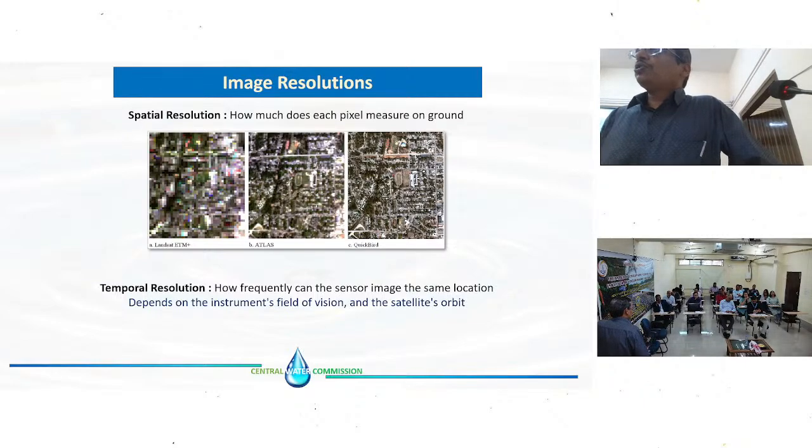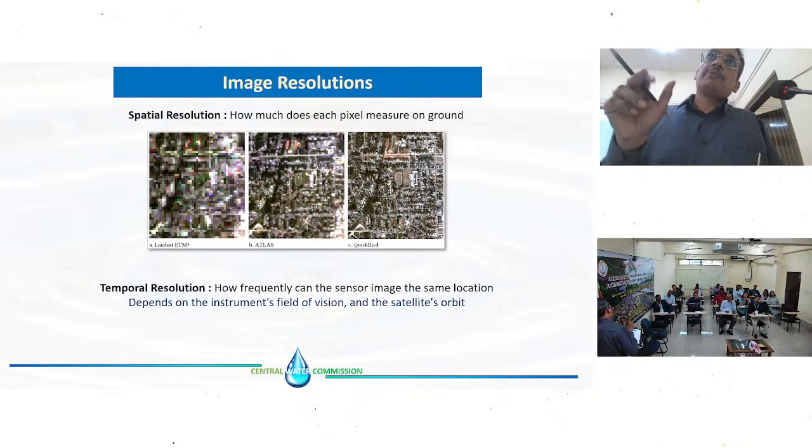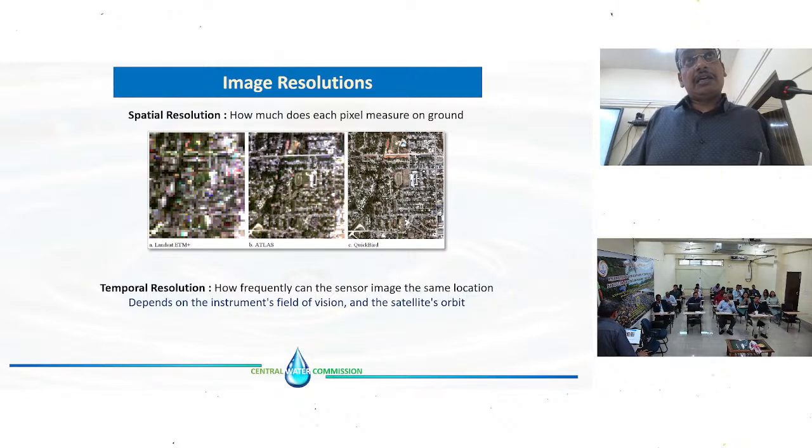Then spatial resolution, I think you all can understand. What is the size of the pixel? Similar to the number of megapixels on your camera, how much finer it is. If the resolution is very high, that means your pixel size is small, then you can identify even small features.